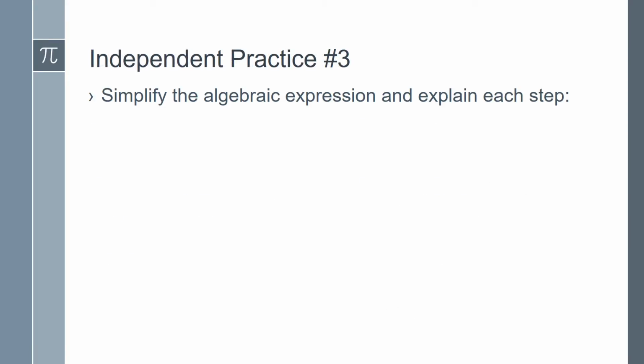Independent practice problem number 3. Simplify the algebraic expression and explain each step. A, 12 times i times 4. B, 19 plus a plus 11. Now is a good time to pause the video to work on this problem if you haven't done so already.